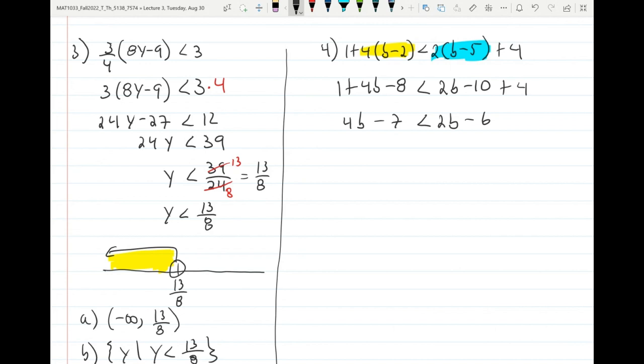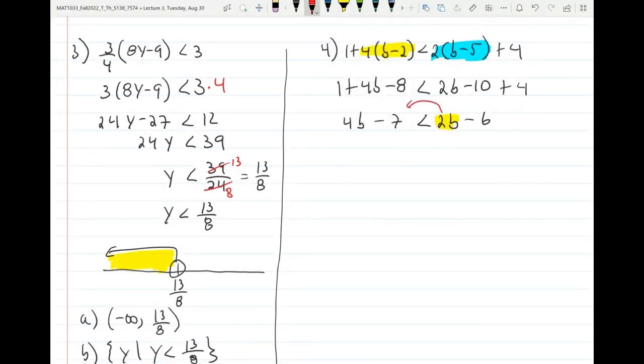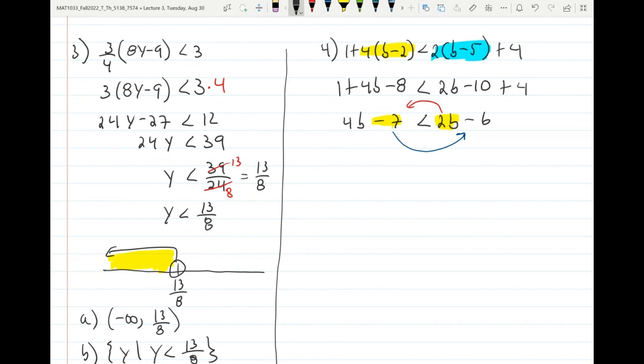Now it's time to isolate b. So remember, bring b to one side, the numbers to the other. So I'm gonna switch the two things, right? So 2b, I'm gonna bring it over here, and then the negative 7, I'm gonna bring it over here. Everybody okay? And when you do so, you need to change the sign for each of those, okay? All right, so it will be 4b minus 2b less than negative 6 plus 7. Okay, just change the sign. When you change something from one side to the other, you change the sign.